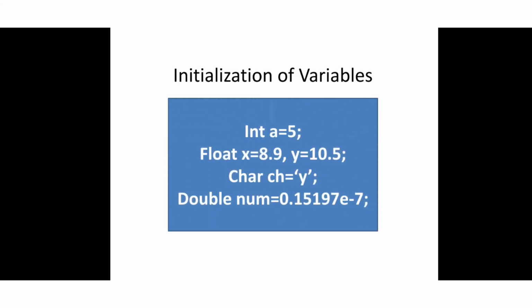It is a must to declare a variable before it is used in the program. Declaration of a variable specifies its name and data type. The type and range of values that a variable can store depends upon its data type. The syntax of the declaration you can see on your screen.